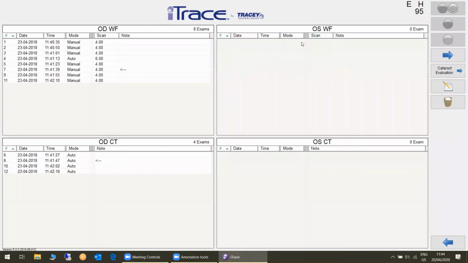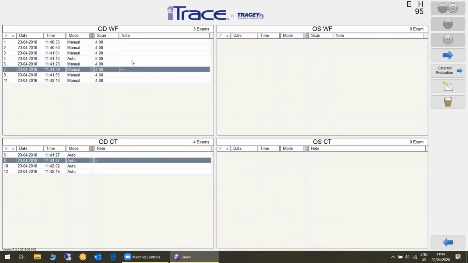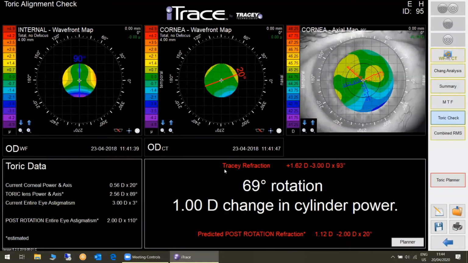You know, most of the professors, they have this. This was a professor, one of the highest in Germany, and he calls me and he says, Karel, your toric check tells me to rotate the lens 70 degrees. And I was driving my car, I couldn't have a look. I said, okay, what is the subjective refraction? He says, plus 1.5 minus 3. I said, do it. Rotate it, because the power of the IOL is perfect. So rotate it. And I said, but it's not a toric.